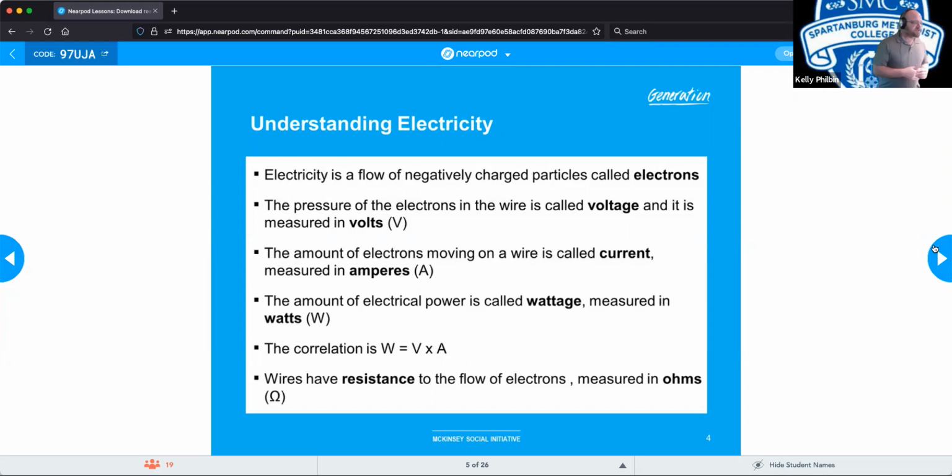Now, wires themselves provide resistance to the flow of electrons through the wires, and that is measured in ohms. You do not specifically need to know all this. This is just basically an overview of basic electricity so that you understand where some of the numbers come from when you are looking at specifications and needs for your equipment.